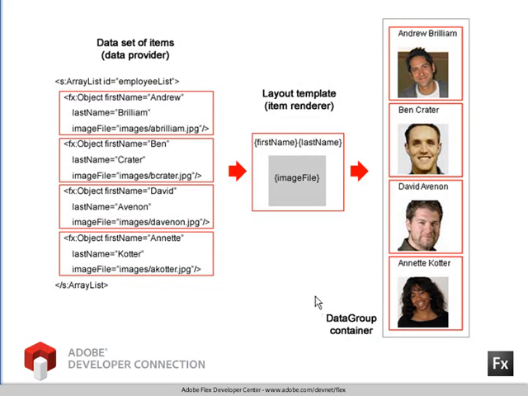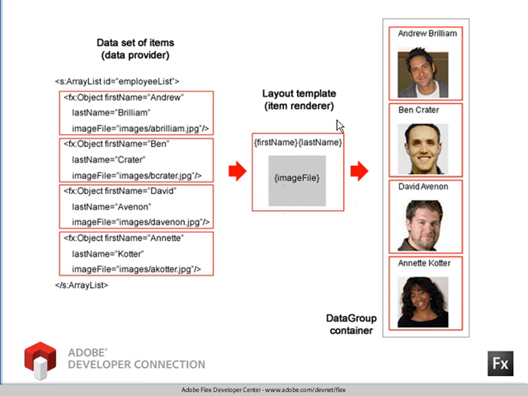This is a conceptual diagram of an item renderer for a data group container. Here is the data group container on the right, and here is the dataset on the left. The job of the data group container is to iterate over all the data items in the dataset, or in Flex terms, the data provider, and generate a visual display in the data group container for each item. The data for each item is laid out in a specific configuration based on the directions in the layout template, or again in Flex terms, the item renderer.